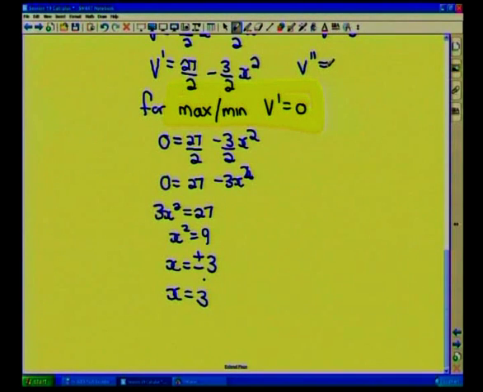Now, if we do that, that's a constant, it'll fall away. This will become 2 times that, so it'll just be minus 3x. Now, what we need to know with this theory is that if the second derivative is less than 0, we have a maximum. And if the second derivative is greater than 0, we have a minimum.